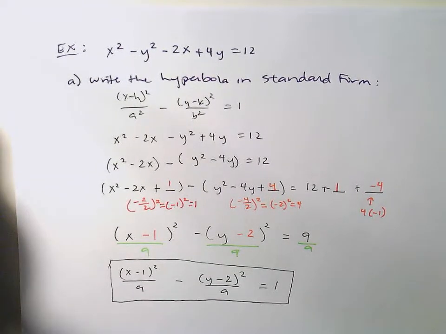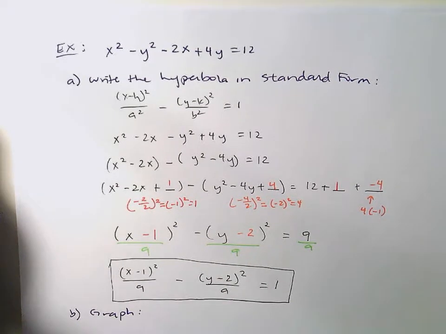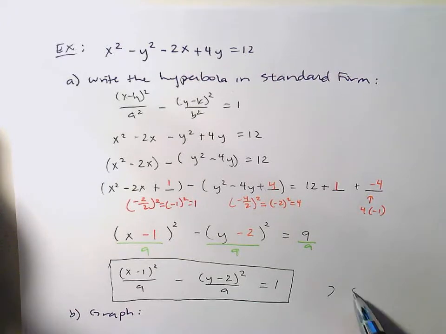So if we wanted to graph it, let's go ahead and do that too. So we want to determine, does it open left and right, or does it open up and down? Because the first variable that I see in here is an x, that means that it's going to open parallel to the x-axis. So that means left and right. So we know it's going to open left and right.